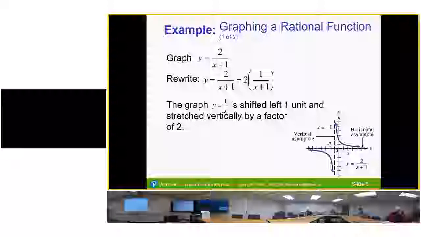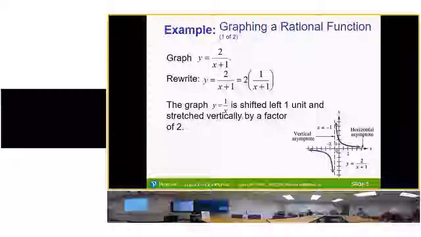So -1 is represented by the vertical asymptote. Is that always going to happen? Yes. Whatever number cannot be used will be a vertical asymptote, because that graph does not exist at -1. It can't, because if you plug -1 into the equation, you're going to get an error.